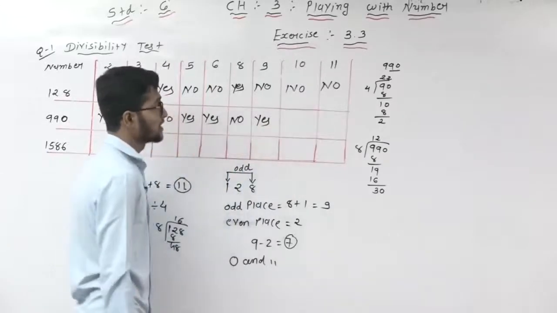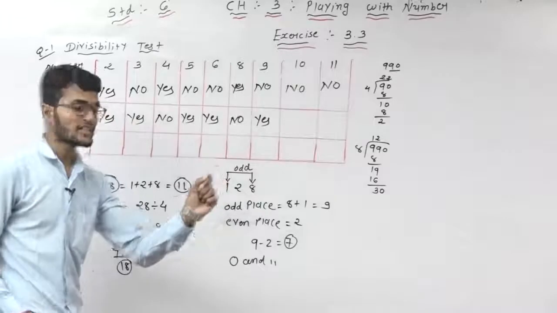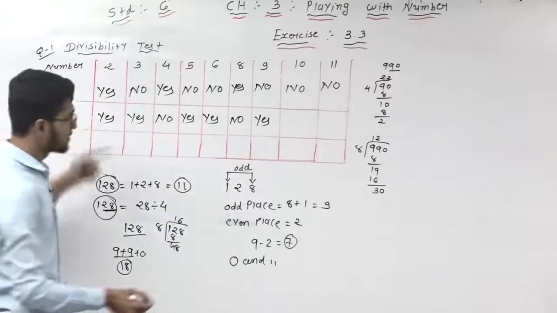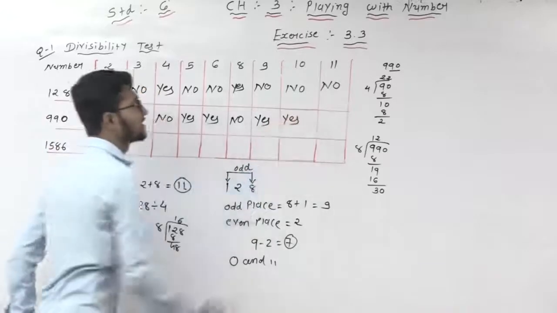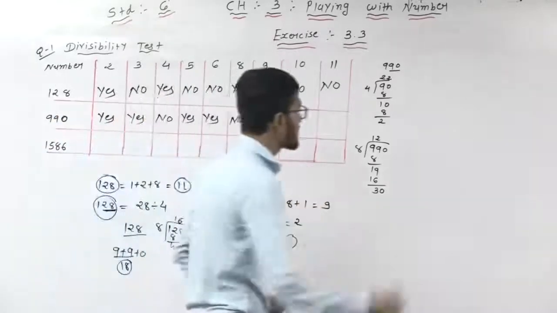Write down here yes. Then after that, 10. To divide by 10, the last digit must be 0. Here the last digit given is 0. So is this number divisible by 10? Yes. Write down here yes. And the last one is 11. One more time, if you do not understand, I will explain one more time.